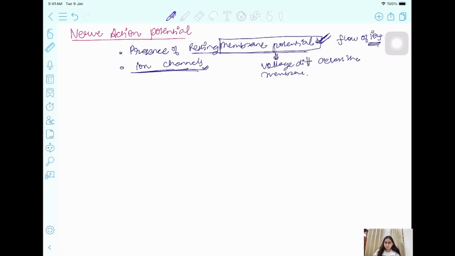Now let's study the ion channels. There are four main type of ion channels that are found in the membrane. First are the leak channels, then ligand gated channels, voltage gated channels, and mechanically gated channels.